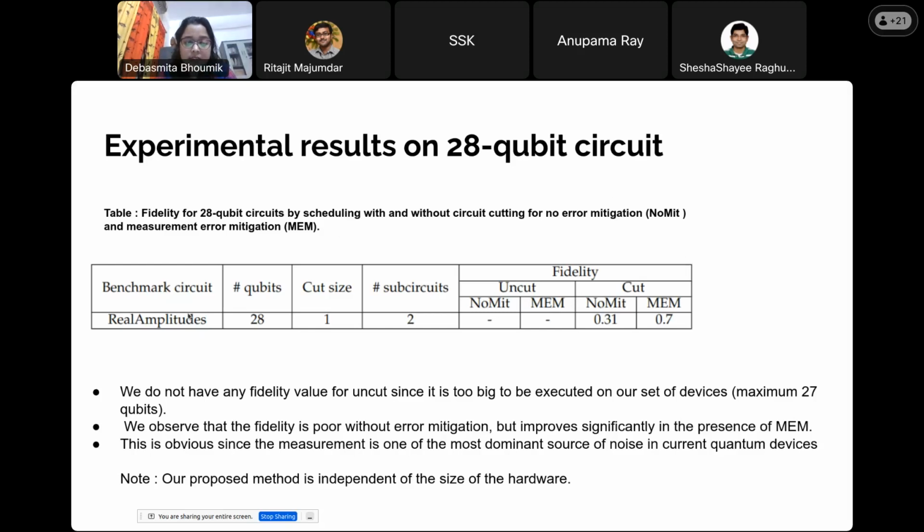Here we can see that for the real amplitude 28 qubit circuit, if we partition into two sub-circuits, this is the value for no mitigation and mitigation. The fidelity is poor without error mitigation, but with mitigation it is 0.7, that is quite good. And it is obvious since the measurement error is the most dominant source of noise in current quantum devices. One thing to mention is that our proposed method is independent of the size of the hardware.